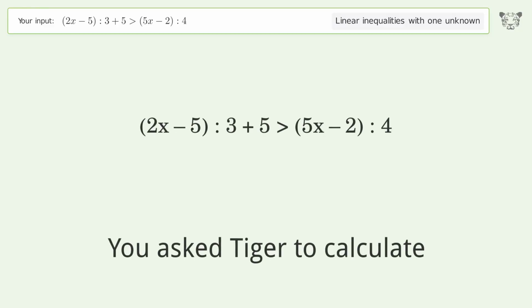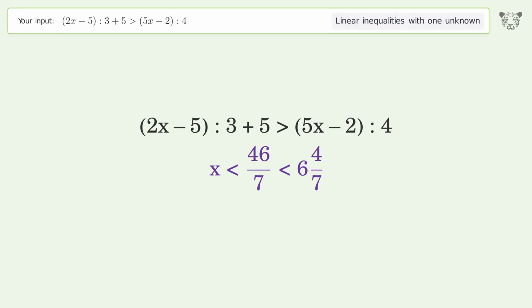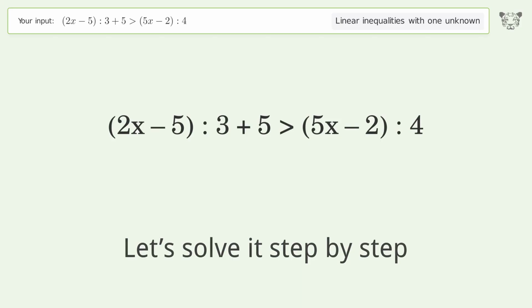You ask Tiger to calculate. This deals with linear inequalities with one unknown. The final result is x smaller than 46 over 7 smaller than 64 over 7. Let's solve it step by step.